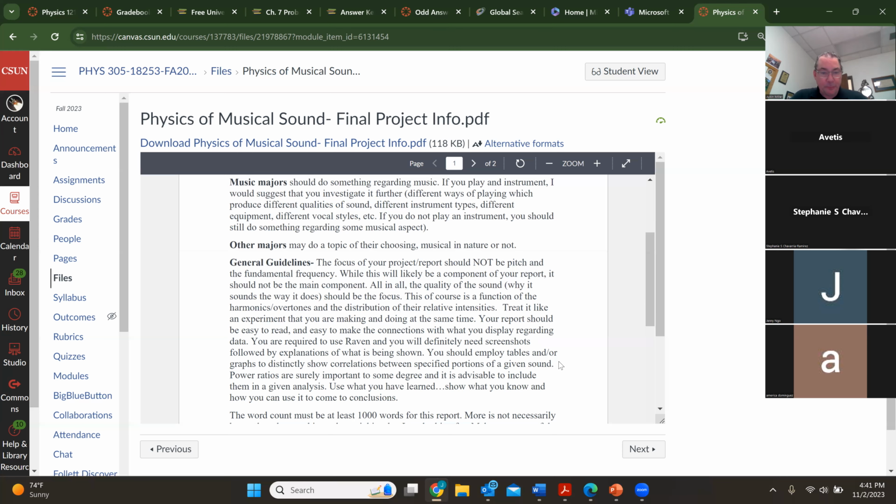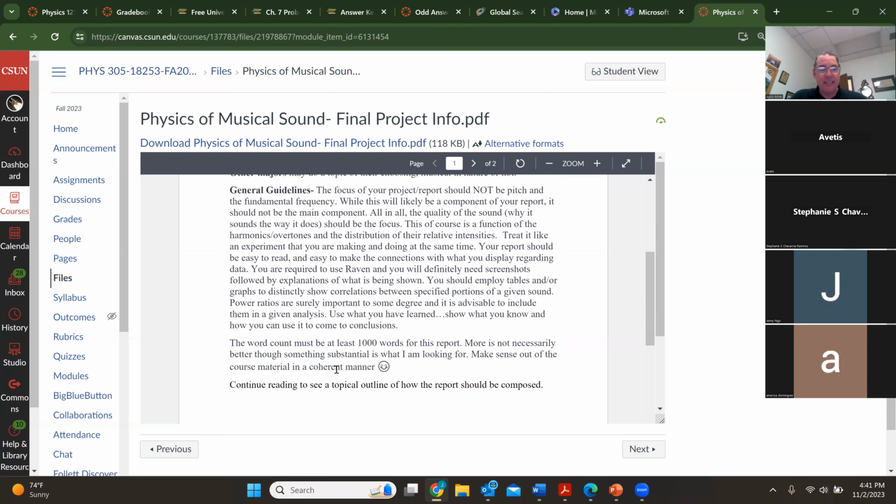So I will say that there is a word count that must be taken into account. 1,000 words or more is what it is for the report. More is not necessarily better, but generally I'm looking for something that's substantial in its information, and thus likely you'll end up with more than 1,000 words, but at least 1,000 is mandatory. Otherwise, there start to be deductions for percentages beyond or under 1,000 words.